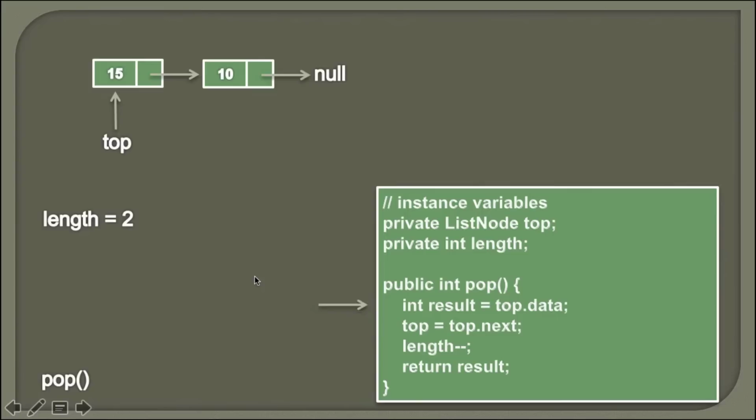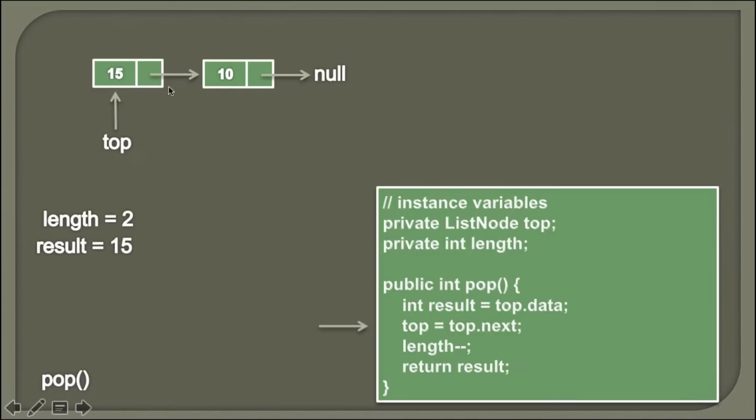In order to remove the last inserted node, we'll simply capture top.data into an integer variable by the name result. So we are storing the data inside this node into the integer variable result. Moving ahead.